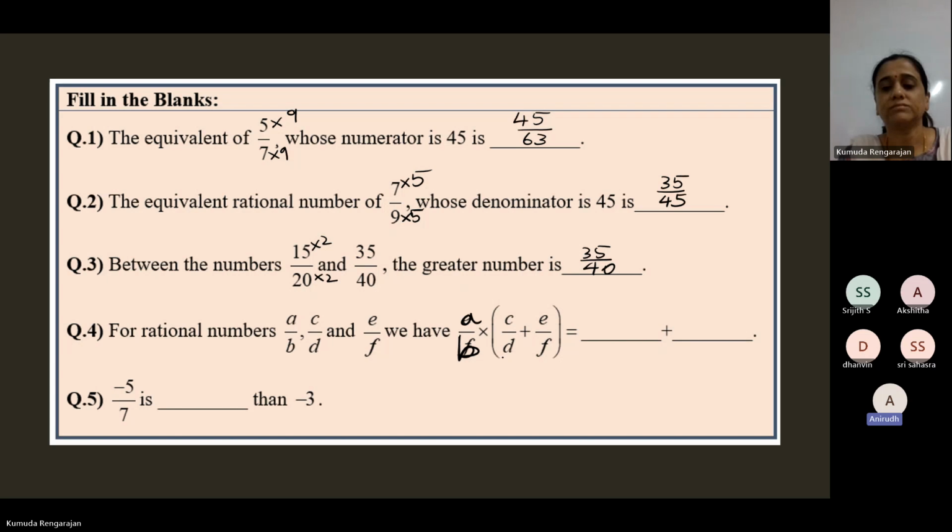Ma'am, associative, I think. Distributive property. Distributive, yeah. A into B plus C is equal to AB plus AC.